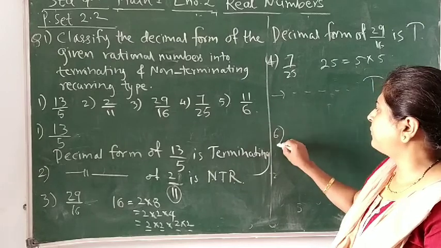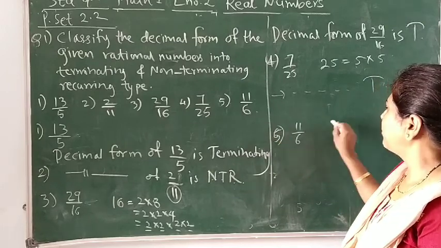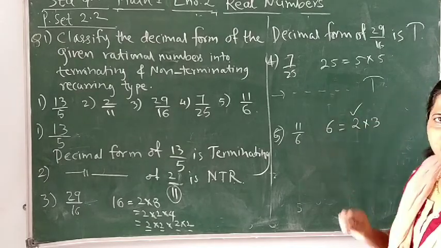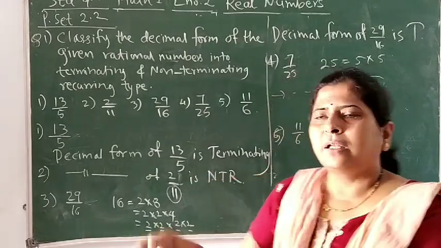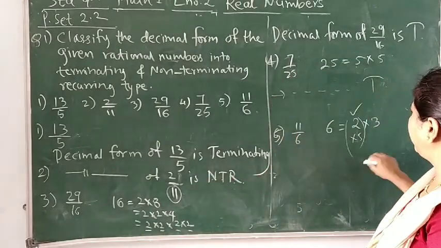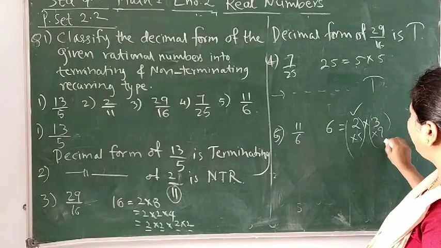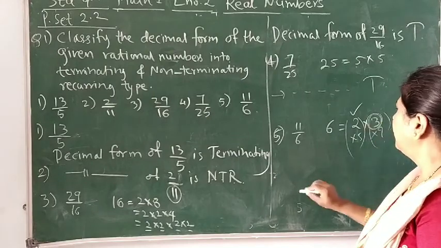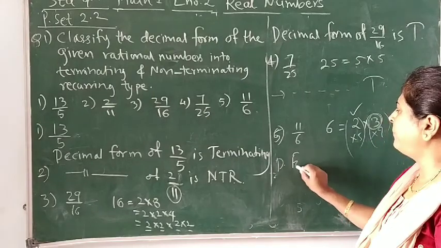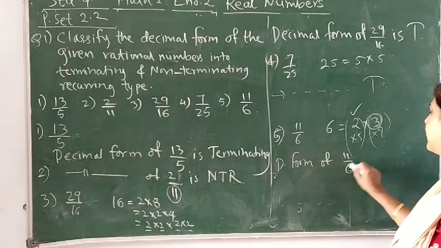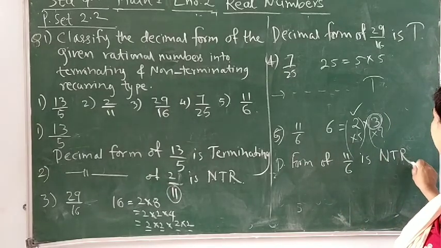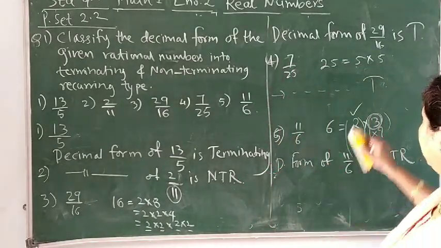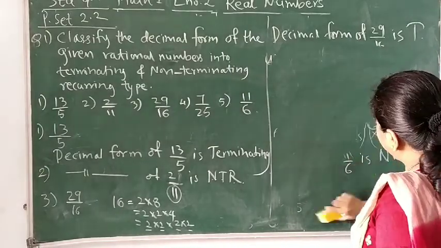And what about the fifth sum? 11 upon 6. What are the factors of the denominator 6? That is 2 3s are 6. Okay, 2 is fine, we are not having any problem with 2. This 2 we can multiply by 5 to get 10. But by 3, what do we have to multiply? We cannot multiply by anything to get a power of 10. And that's why, because of this 3, we have to say that the decimal form of 11 upon 6 is non-terminating recurring.